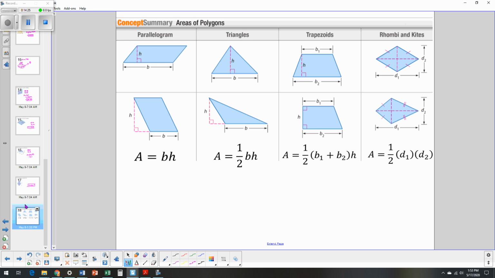All right, this slide is just a combination of all of the different formulas. So we have two different representations of a parallelogram. We know the area is base times height. Two different representations of a triangle. It's 1/2 times base times height. Two different pictures of a trapezoid. It's 1/2 base 1 plus base 2 times height. And then for the rhombus and the kite, 1/2 diagonal 1 times diagonal 2. And that's it for this lesson.